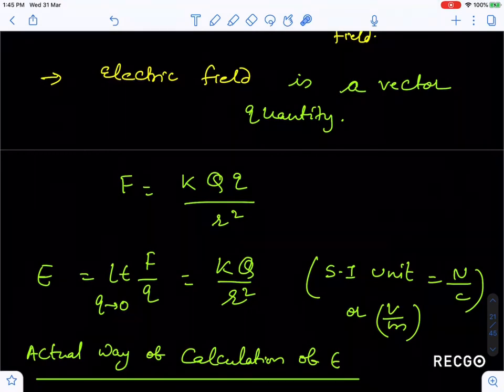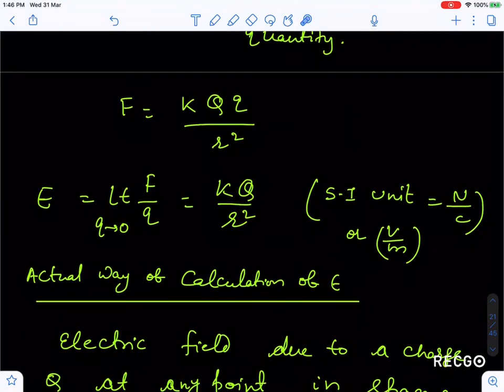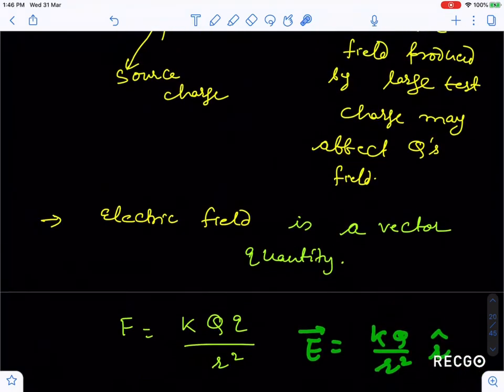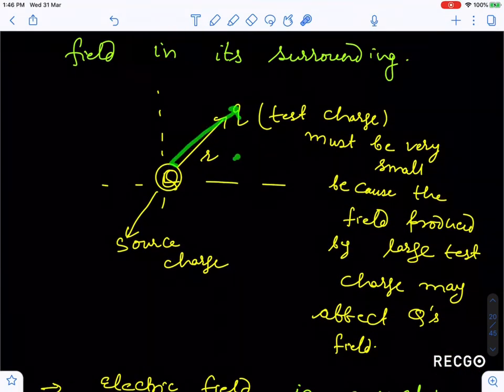So guys, I told you that electric field is defined as limit of q tends to 0, F by q. So I can write this as kq divided by r square, and SI unit is Newton per coulomb or volt per meter. Now guys, if you want to find the direction of electric field, in vector form you can write kq by r square along the direction of r vector. So this r vector is this one guys, the direction of r vector is this.